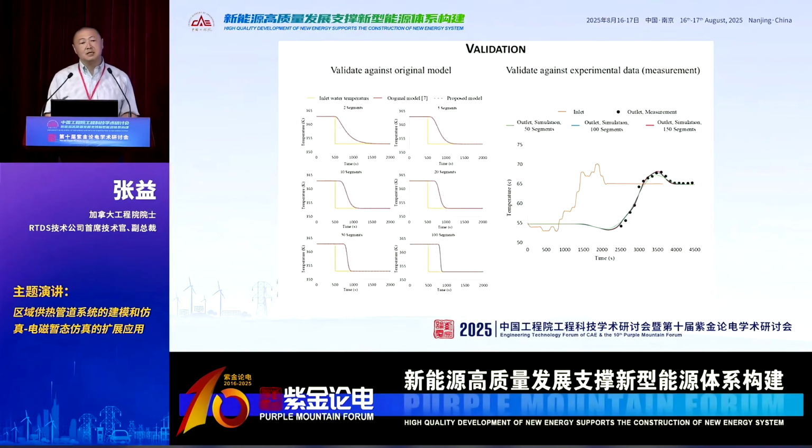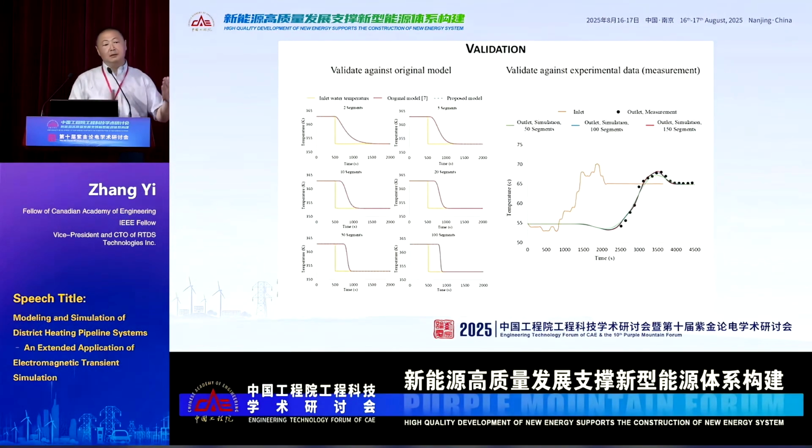This is like a transmission line. If we use pi sections to model a transmission line, if we increase the number of pi sections, then to some point, it will be equal to the traveling wave transmission line.